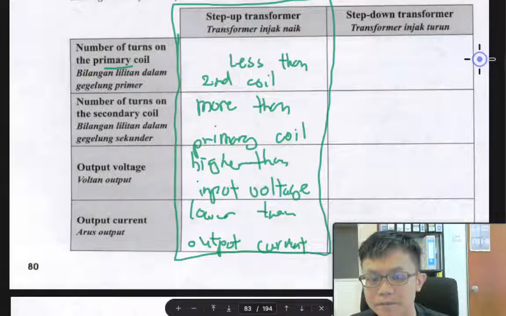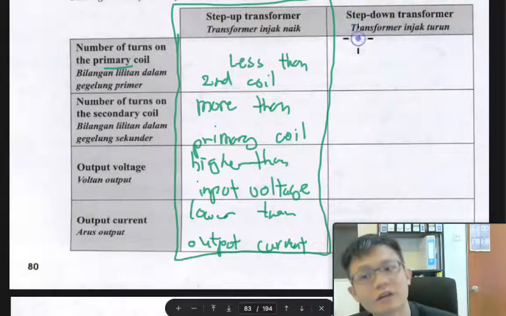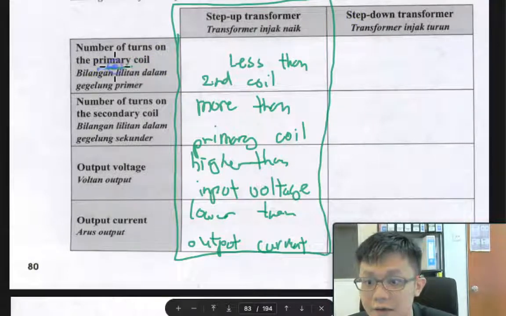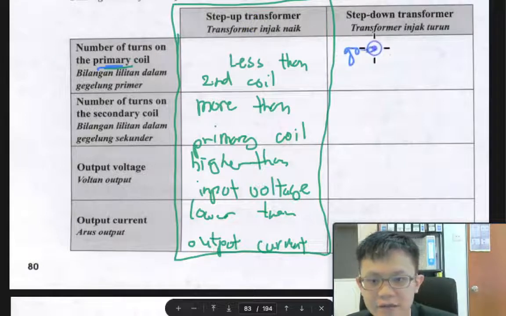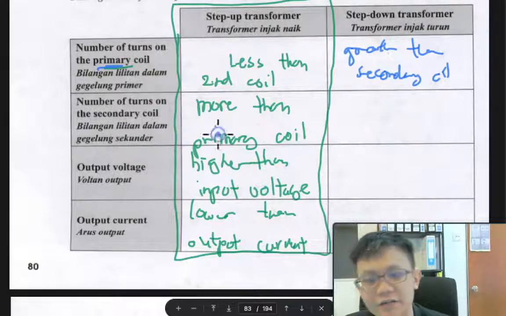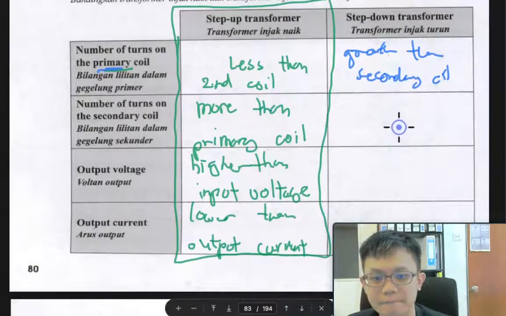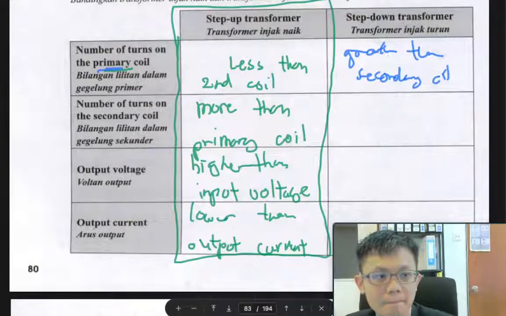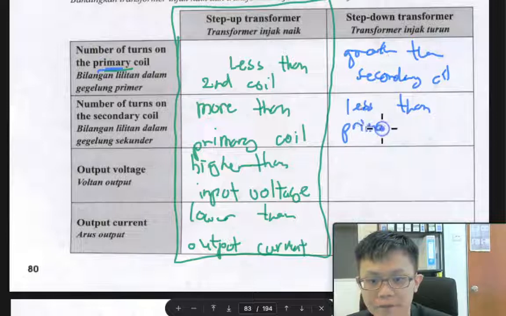Greater than secondary coil. Okay, so this one of course will be step down transformer. So the primary will be greater than secondary coil. Okay, how about number of turns in the secondary coil? Step down transformer. Less than primary coil.